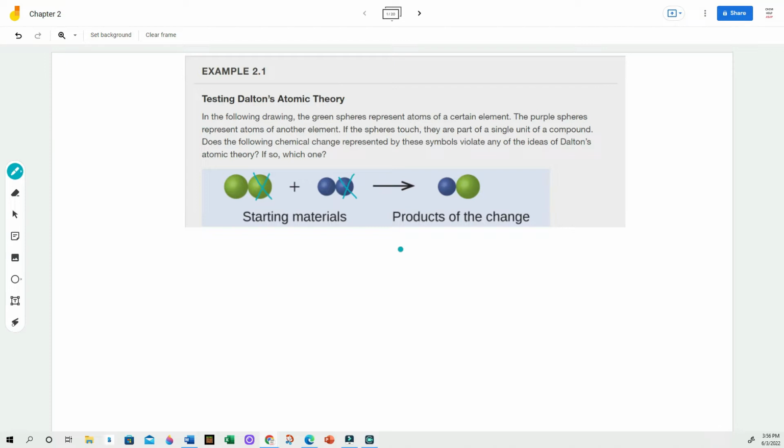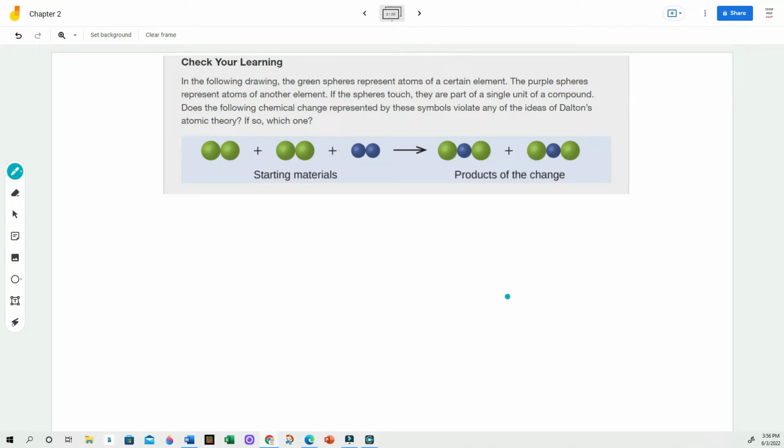Let's go to the Check Your Learning problem. The Check Your Learning problem reads, in the following drawing, the green spheres represent atoms of a certain element. The purple spheres represent atoms of another element. If the spheres touch, they are part of a single unit of a compound. Does the following chemical change represented by these symbols violate any of the ideas in Dalton's atomic theory? If so, which one? All right, so again, these are looking a little more blue than purple to me.